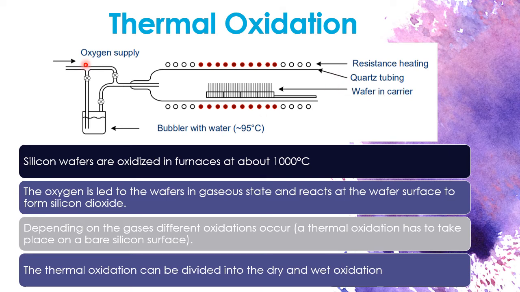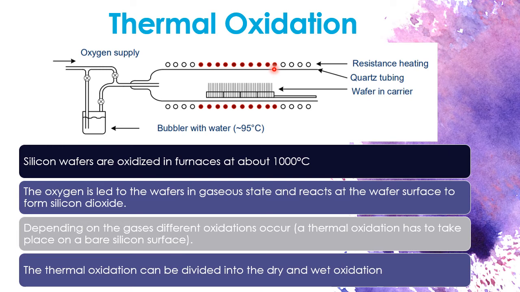The oxygen will be supplied into the tube. Once the oxygen is supplied inside here, it will create silicon dioxide at the wafer surface. A film of glass with amorphous structure will be formed on the wafer. Depending on the gases supplied into the tube, different oxidation will occur. Thermal oxidation has to take place on a bare silicon surface.